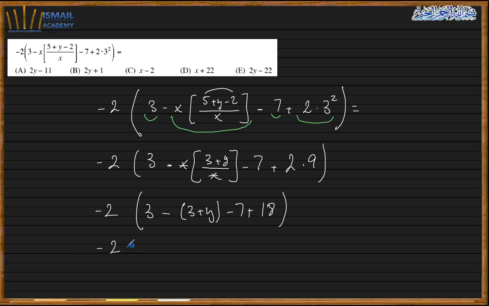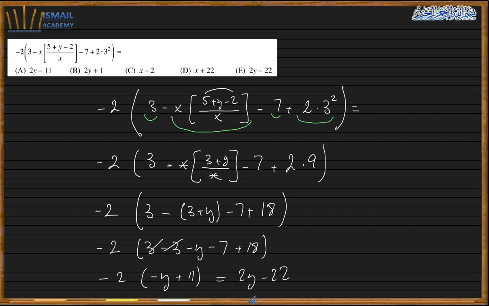Now I have minus 2 times, and I have 3, distribute the minus, minus 3 minus y minus 7 plus 18. So here I combine like terms. I got minus 2 times, so 3 and 3 cancel out, so it's going to be minus y, and here plus 11. So I distribute the minus 2, so we get 2y minus 22. So E is my answer.